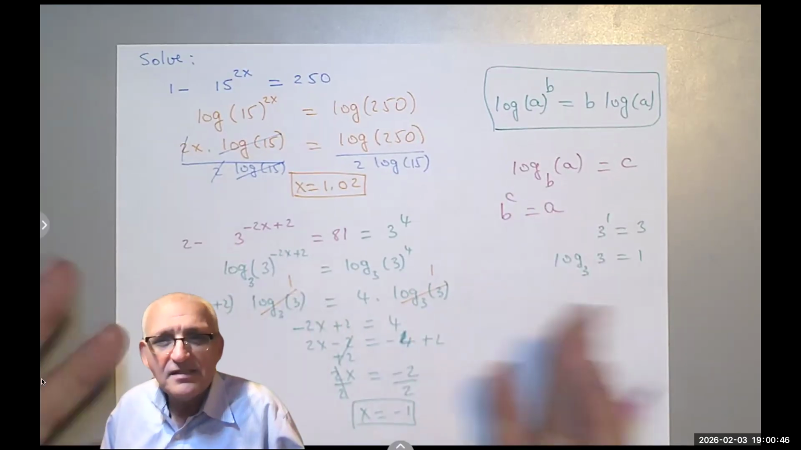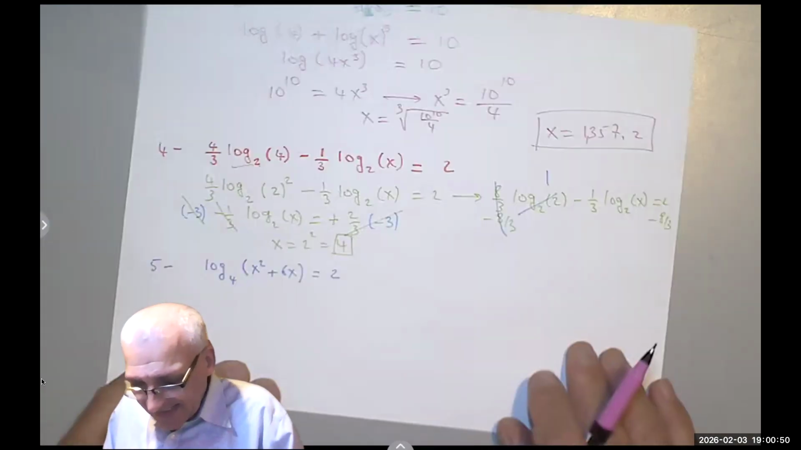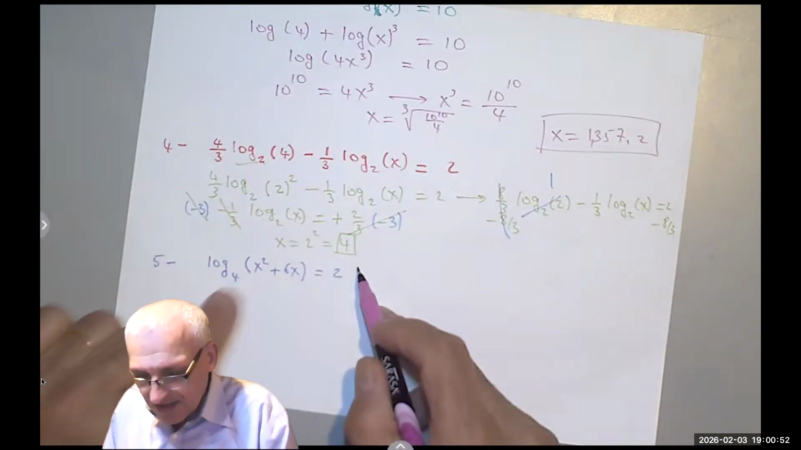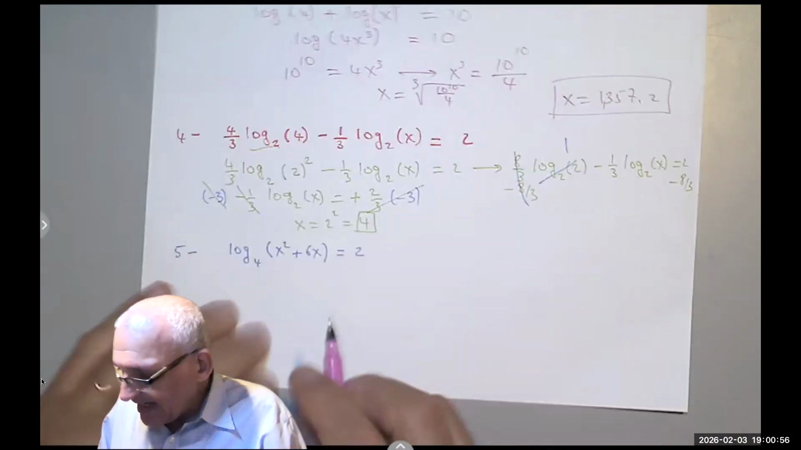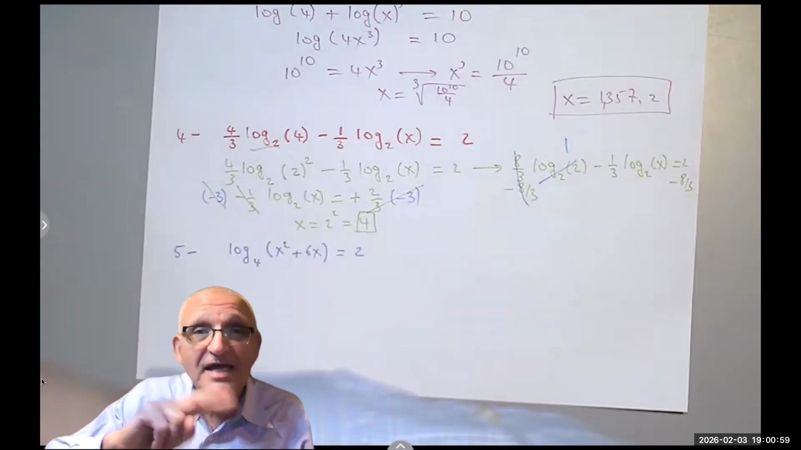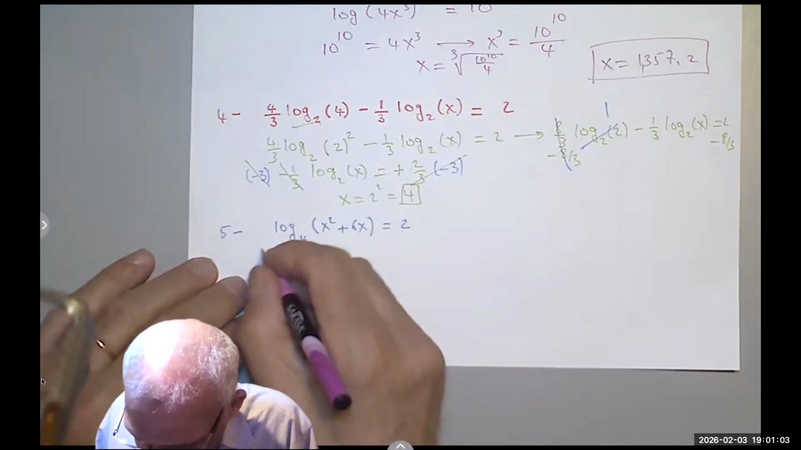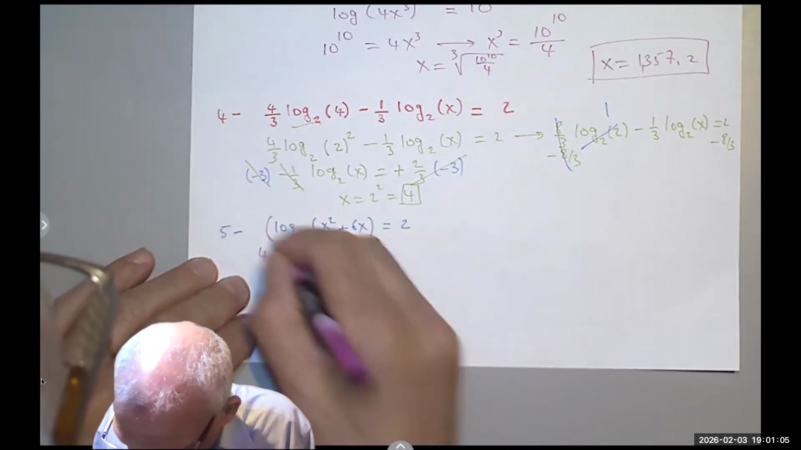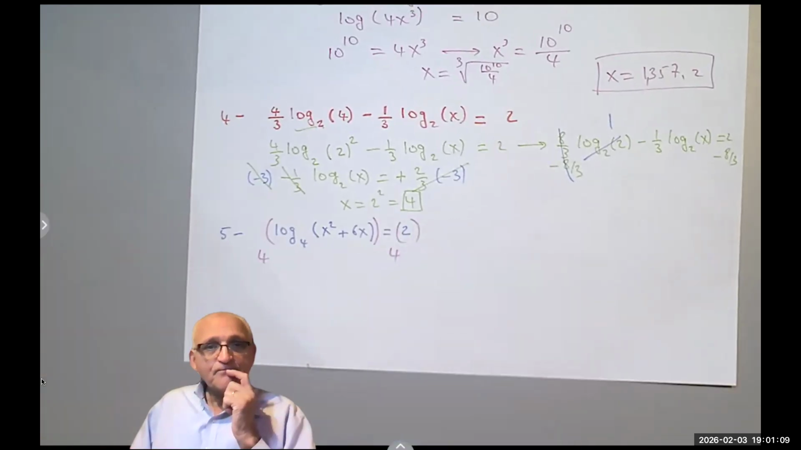But why? Why do I have this law? I can simply say 4 squared equals whatever is here. But to see why, remember we said the log and the exponent are inverse of each other. So if I take 4 to this power, it should be 4 to that power, right?